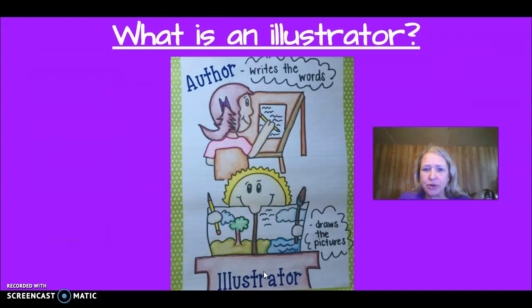What is an illustrator? Well, an author is the one who writes the words. They write the story. The illustrator draws the pictures. Look over there. See the little guy with his paintbrush and his pencil? He is the illustrator. He is drawing the pictures for the story. So today you're going to be an illustrator. You are going to draw a picture of something you did over your winter break.